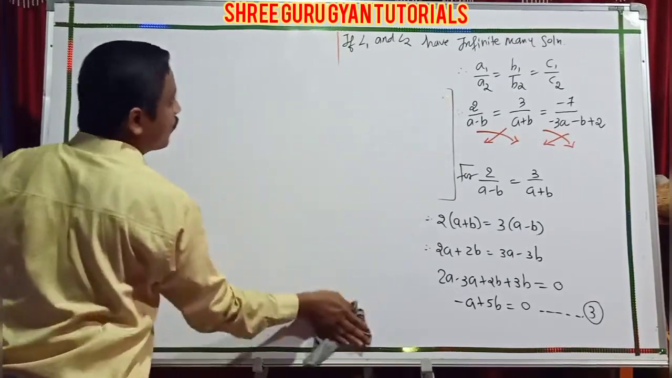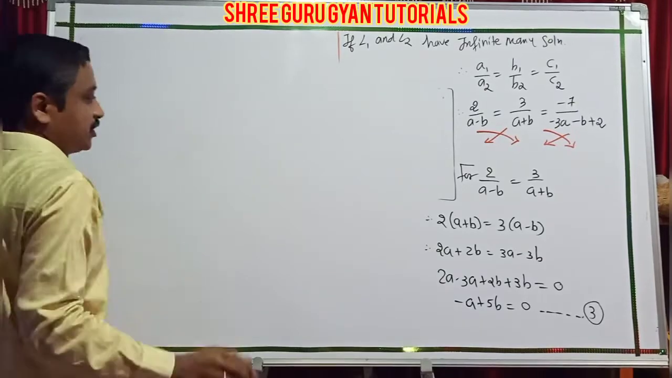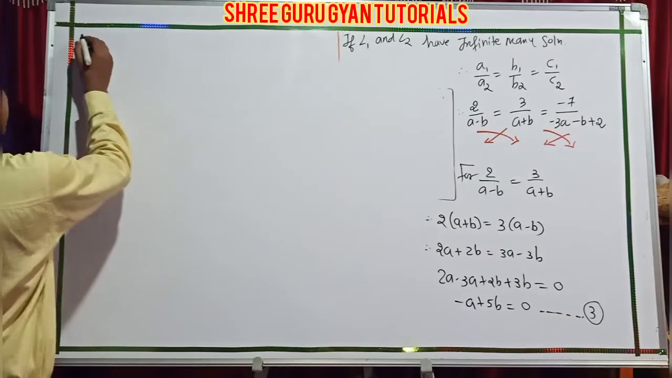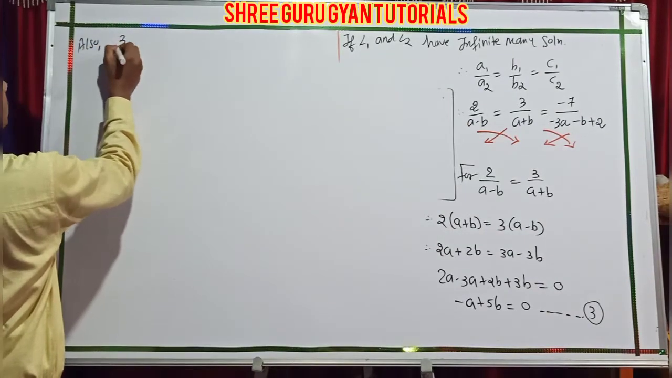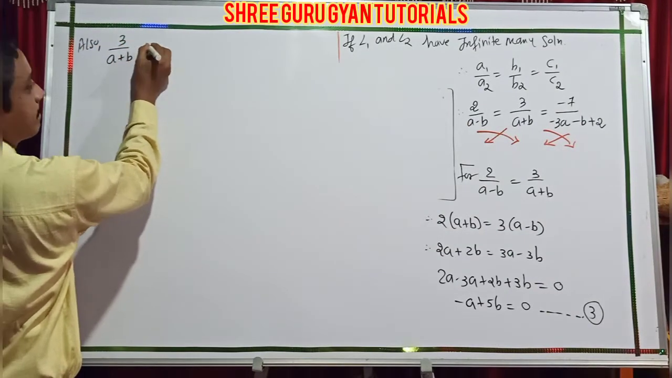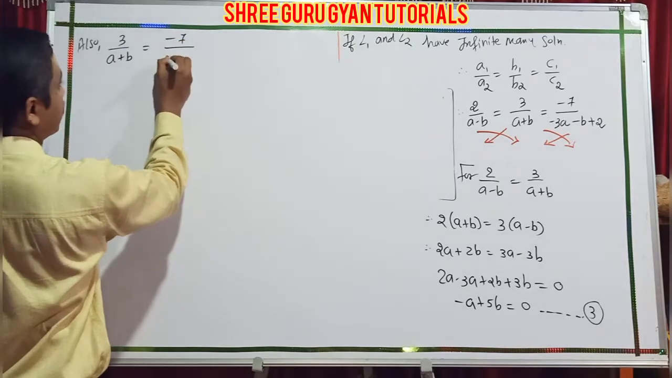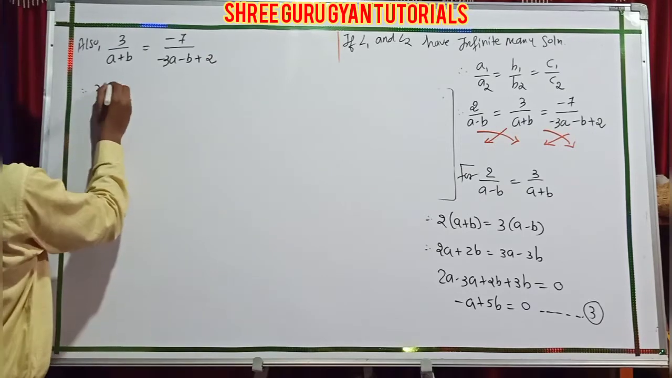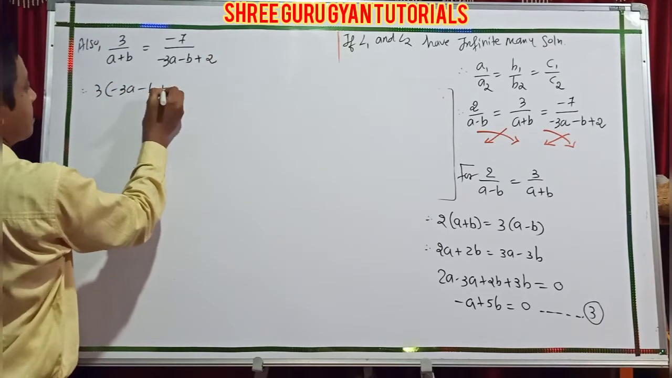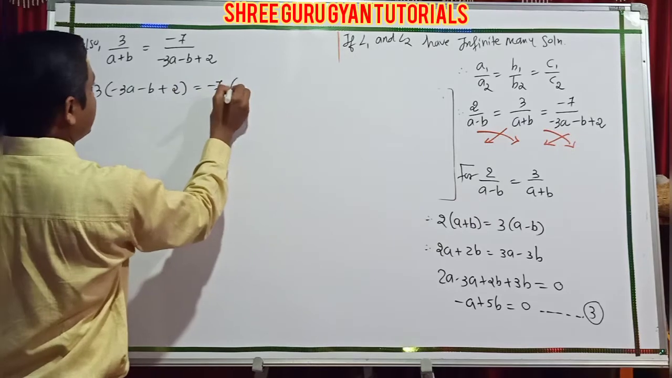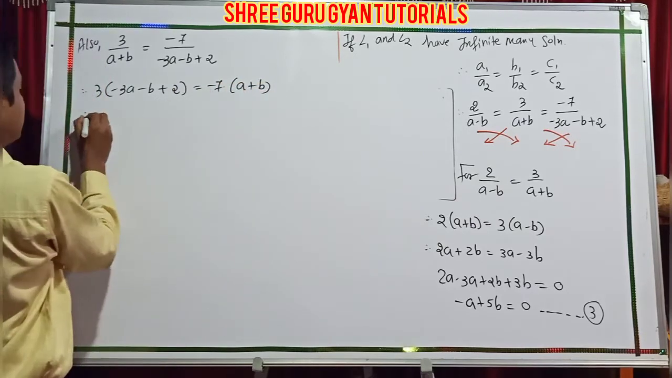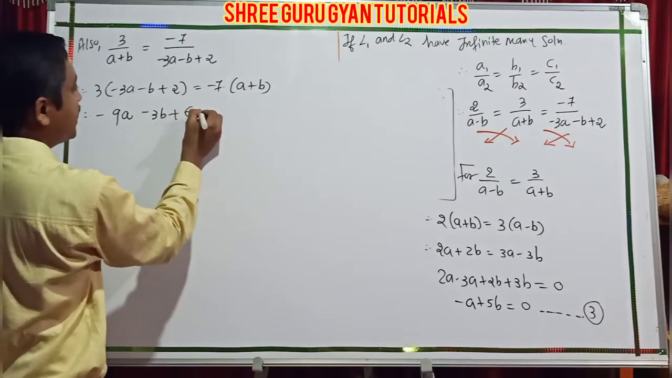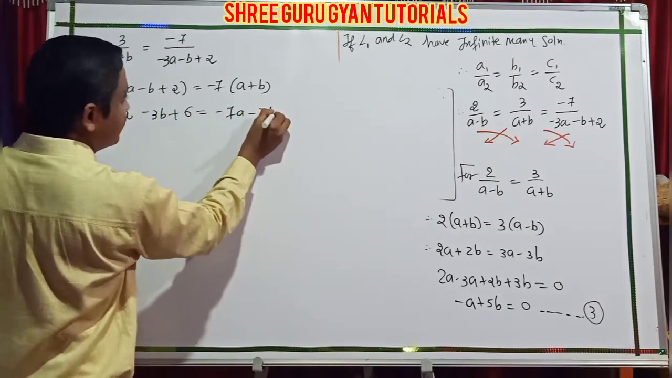Now these two are the equality. So 3 upon (a plus b) equals minus 7 upon (minus 3a minus b plus 2). Here also cross multiply. You get minus 7 with (a plus b). So finally 3 threes are 9a minus 3b plus 6, equal to minus 7a minus 7b.